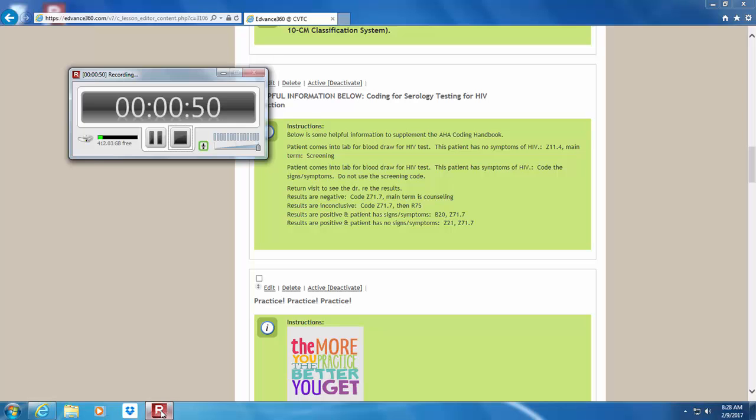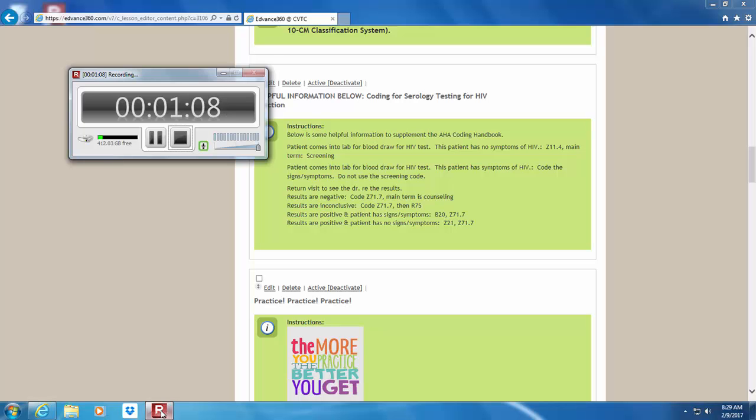You can look up the code or get to the code B20 in the index using the main term acquired immune deficiency syndrome, and that would lead you to code B20.